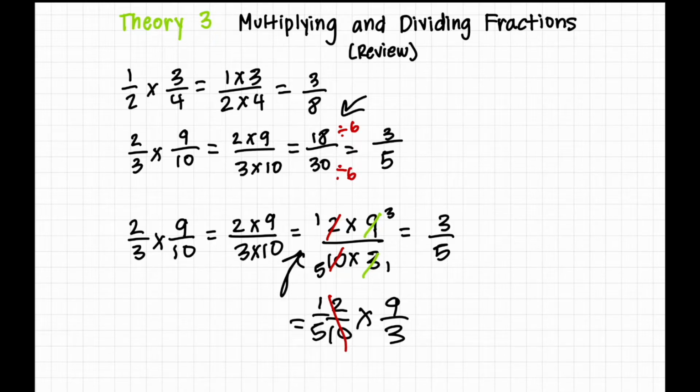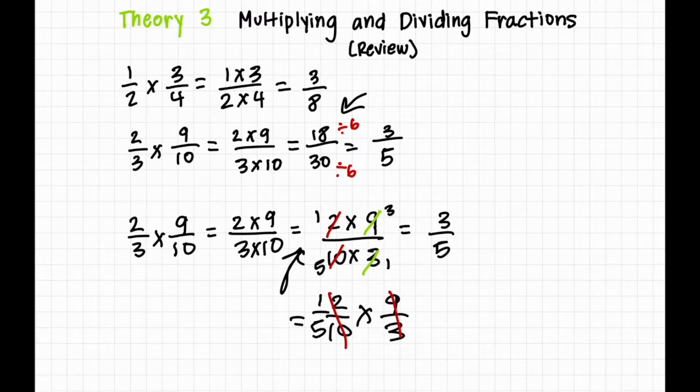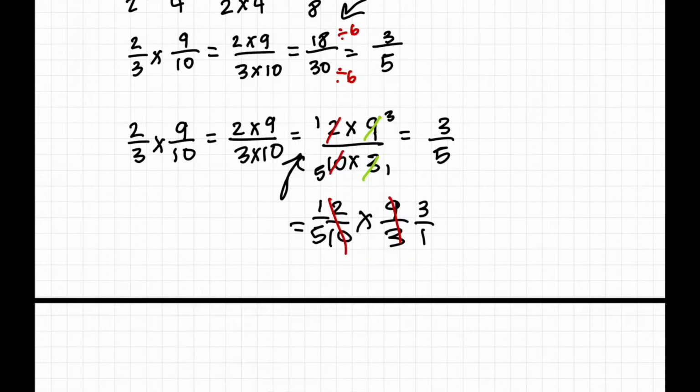And for 9/3, we already know that 3 goes into 9 3 times, so we can cross this out, and this is equal to 3/1, or just 3. So we do that before we multiply, and that makes it easier, especially when you multiply with greater numbers or multiply multiple fractions at a time. Let's test that out.